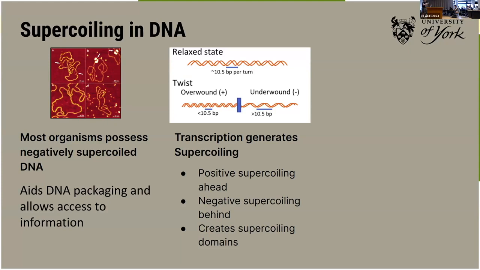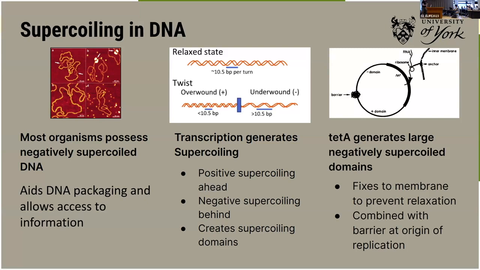There are various things that come along and try and fix that and relax it. And when you finish transcription and it lets go, it all sort of springs back to its original shape. But as you're transcribing the DNA, as you're reading the DNA, you get these different regions of supercoiling. And we can, in fact, generate these very purposefully.